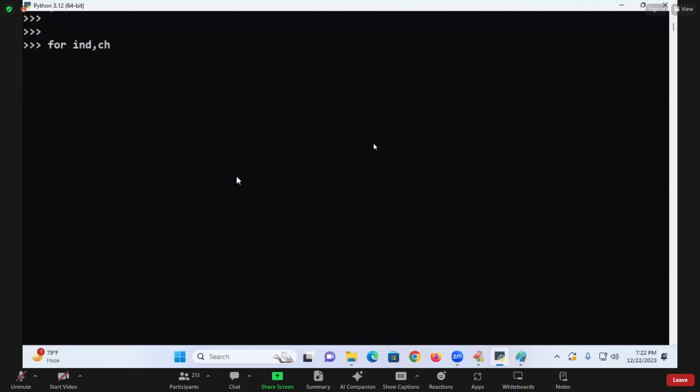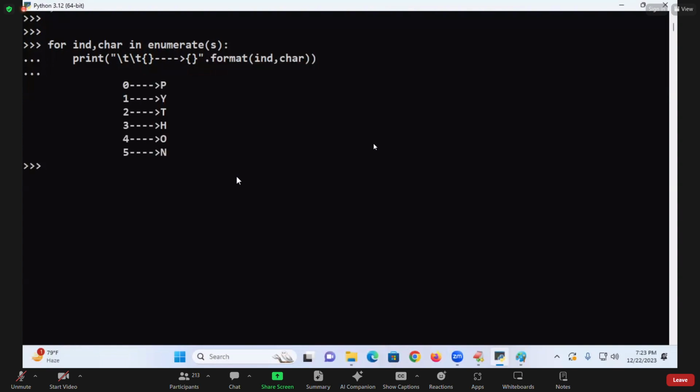For ind, char in enumerate of S, I am writing backslash t, and format of ind, char. You don't worry about it. You see the data here: 0 with P, 1 with Y.